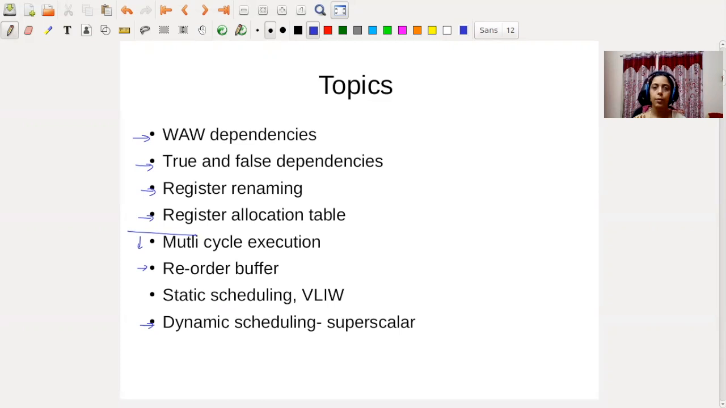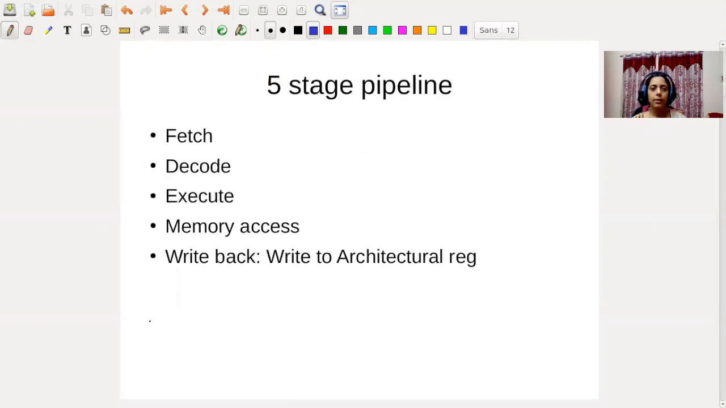We've already done static scheduling and we'll now do dynamic scheduling, or what is called superscalar processes. So let us recall that the original 5 stage RISC pipeline has these stages: fetch, decode, execute, memory access, and write back. So when we say write back, it is writing back to the architectural registers. If we have registers from R0 to R31, these are the architectural registers which are available from the ISA. So when we say write back, we always refer to the architectural registers available in the processor.